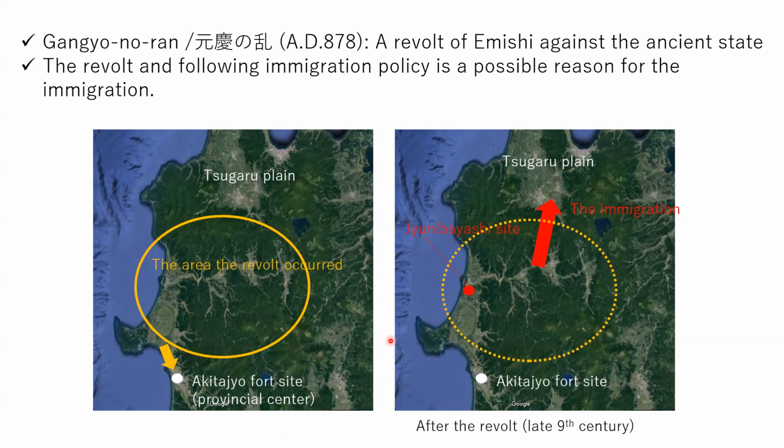The ancient state had routinely forced the Emishi people to migrate from their origin to other far areas after large wars. This immigration policy aimed to divide the Emishi people into smaller groups and decrease their military power. This policy could also have been implemented after this revolt. Although the detailed process of immigration and social changes in the Tsugaru area after the immigration should be considered, that would be my future subject. So far, I think this is a possible reason for the immigration.